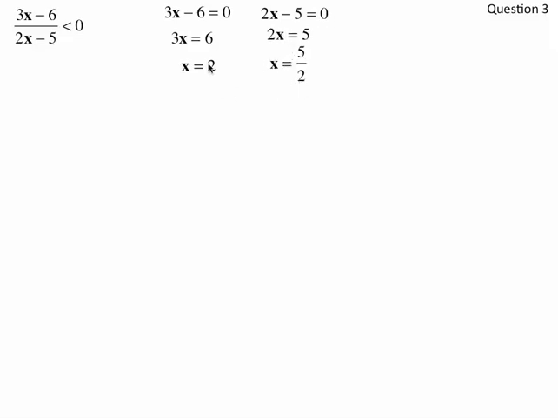All right, so our two key points are when x is equal to 5/2, which is 2.5, and when x is equal to 2. So 2 goes here, 2.5 goes there. That splits the number line up into 5 different areas: the area less than 2, the area equal to 2, the area between 2 and 5/2, which is 2.5, the area equal to 5/2, and the area greater than 5/2.